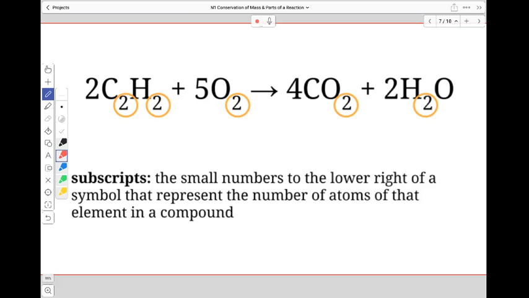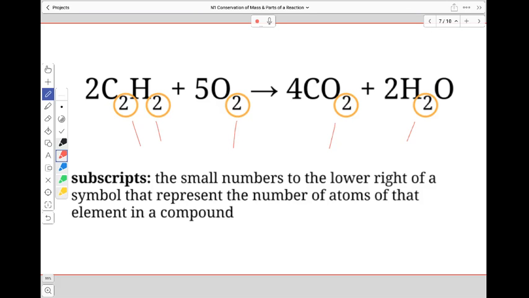Now, when you see numbers that are here, like this one and this one and this one and this one and this one, the lowercase numbers, the numbers appear to be hanging down. We call those subscripts. Like submarine goes under the water, right? Subscripts are letters or numbers that go below the line. So these are small numbers to the lower right of a symbol that represent the number of atoms of that element in the compound. So when I look at this particular compound right here, I see that I have, because of this, 2 carbons and 2 hydrogens and 2 oxygens in the formula.